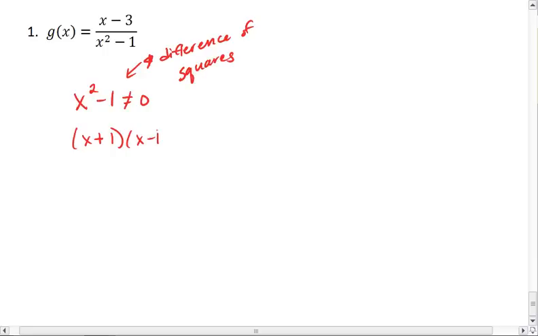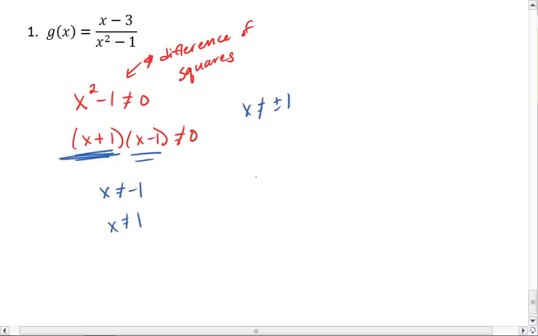and realize that if x was a negative 1, this factor would go to 0, and 0 times anything in the other factor will make the whole expression 0, so that would be a problem. Also, if x was a positive 1, this factor would be 0, and no matter what the other factor is, we would have that factor times 0, which is still 0, and that would be a problem. So we find that x cannot equal plus or minus 1.